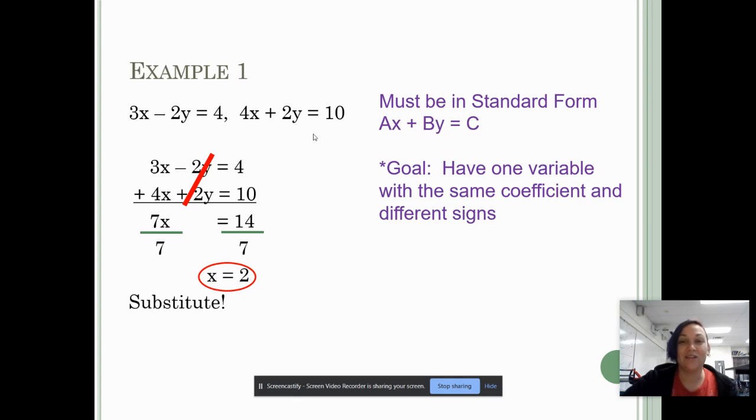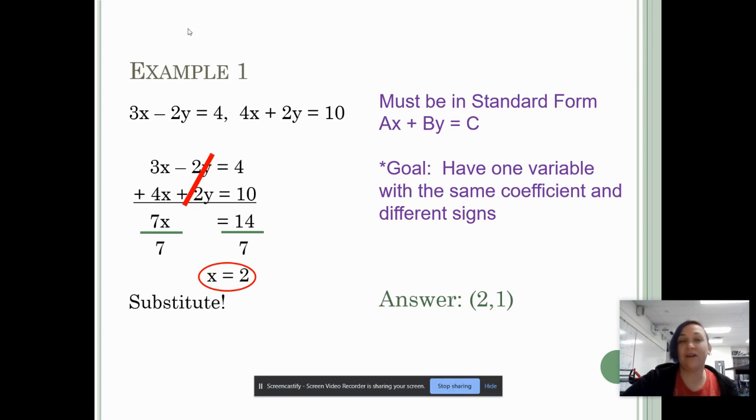All right, so for my y coordinate, I got 1, which means my final answer is 2, 1, 2, 1. If you need me to show you how to substitute, make sure to ask during class or you can use the Google form to ask for more help.